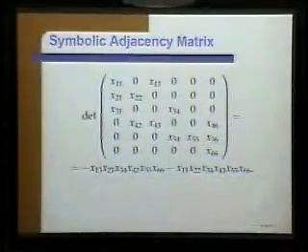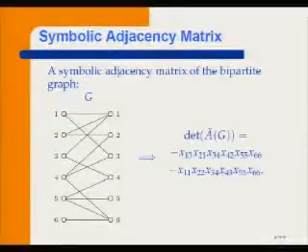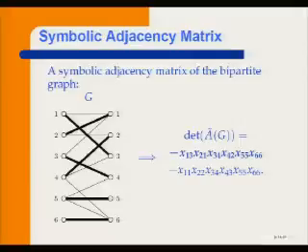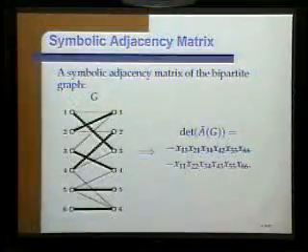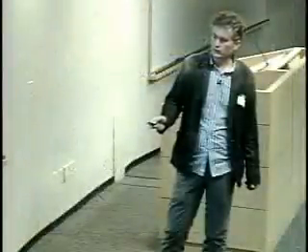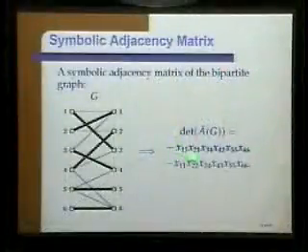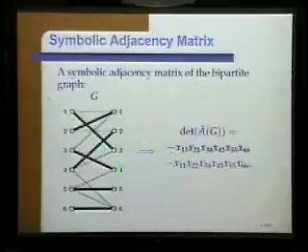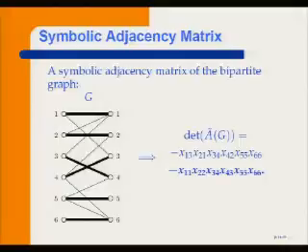Then, if we have this matrix, we can compute its determinant. And let's look at what we get. If we look at this determinant, we see that each monomial corresponds to edges in the graph. And if we look carefully at this result, we see that each of them corresponds to a perfect matching in the graph. Like this one corresponds to this perfect matching, and this one to this perfect matching.